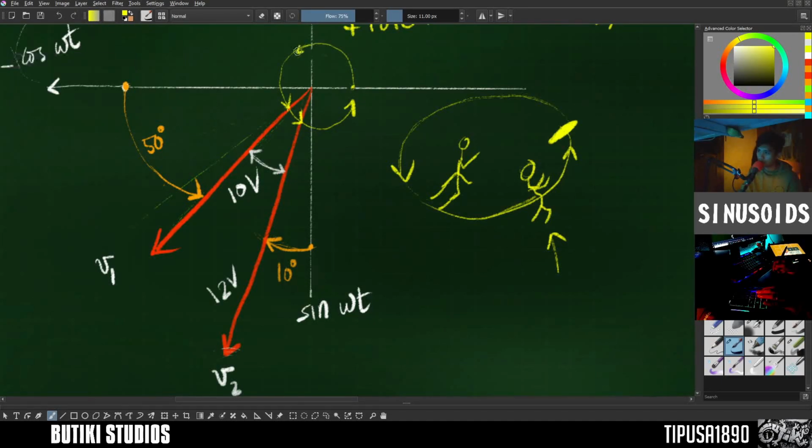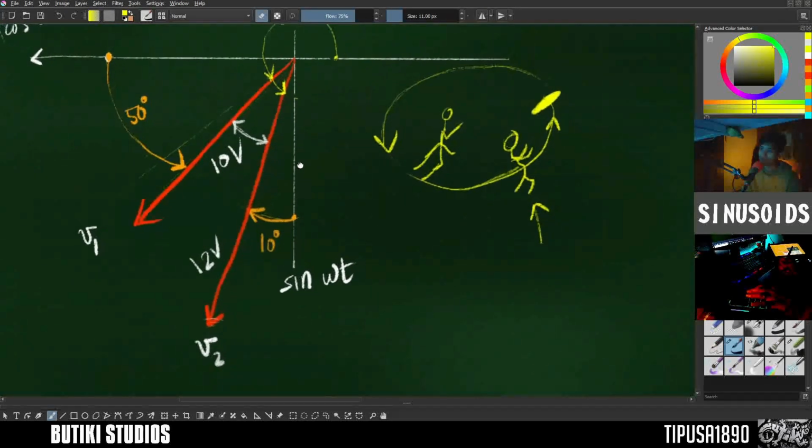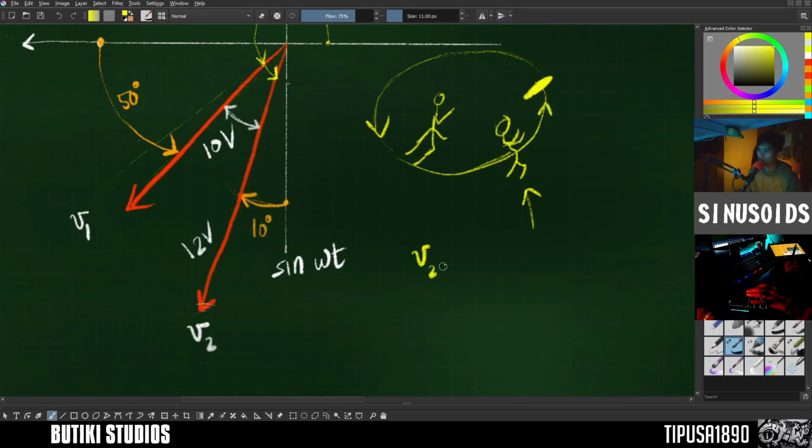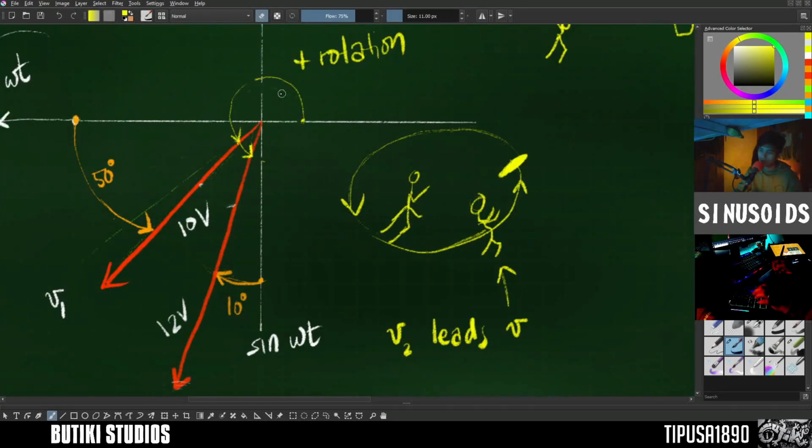So kung kinsa tong naa sa tumoy sa arrow nimo, pag rotate nimo kaning duha ka sinusoid nato ni compare, pag rotate nato ana niya, kung kinsa tong naa sa tumoy, mao siya ang una. So thereby saying V2 here leads V1 by pila ka degrees. Kaning niya. This positive rotation here, para ang analysis nato is medyo sayon.